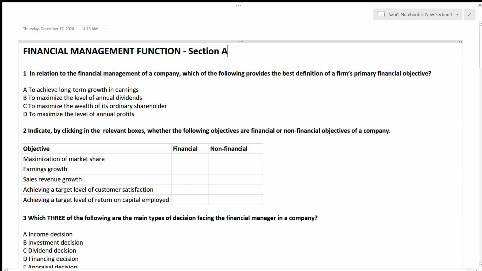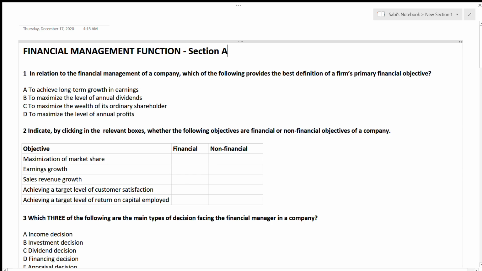So first question is, in relation to the financial management of a company, which of the following provides the best definition of a firm's primary financial objective, right? So the firm's primary financial objective, let's read it. A, long-term growth in earnings. B, maximize annual dividends. C, maximize wealth of shareholders. D, maximize level of annual profits.